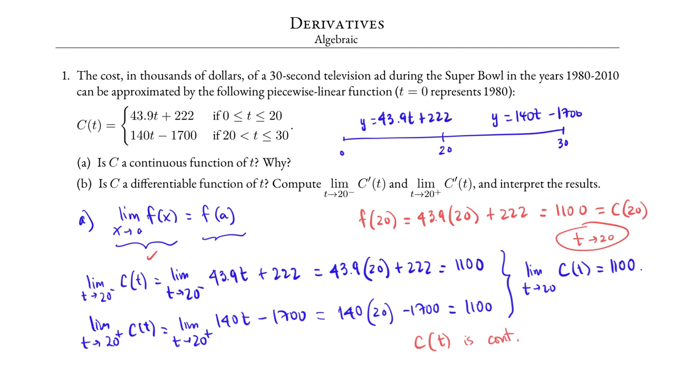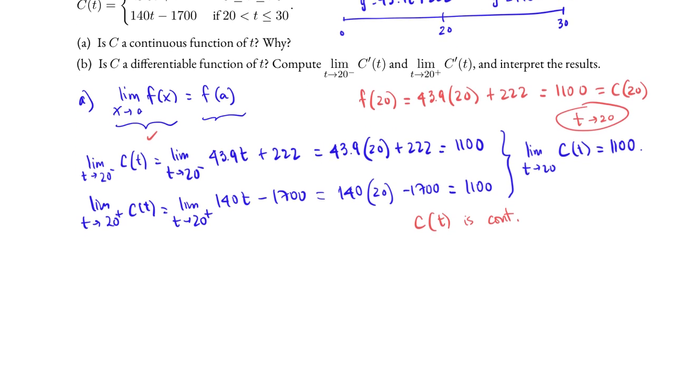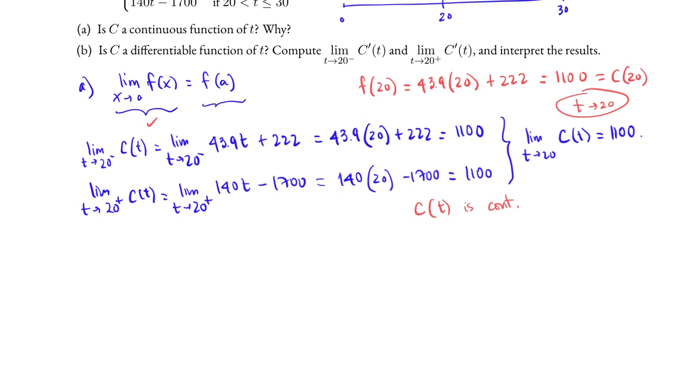Again, it is already continuous from 0 to 20 because the first piece is linear. It is continuous from 20 to 30 because the second piece is linear. The only thing that we need to check here is at t = 20, but we did. For the second part, is C a differentiable function? To determine whether the function is differentiable, we first need to consider the derivative on the left-hand side and the derivative on the right-hand side.